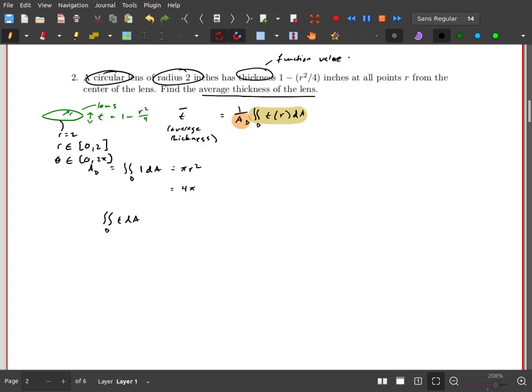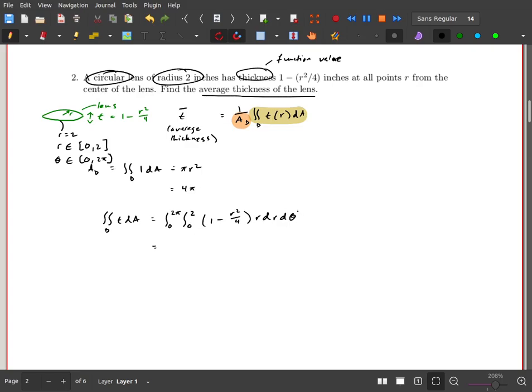So this is not a 3D problem. This is a 2D problem. Then we can substitute in our limits of integration: 0 to 2 pi, then 0 to 2. We'll substitute in what is t. T is 1 minus r squared over 4. Now, when we do integration in polar coordinates, do not forget that there's an r, dr, then d theta. So we'll bring in that r.